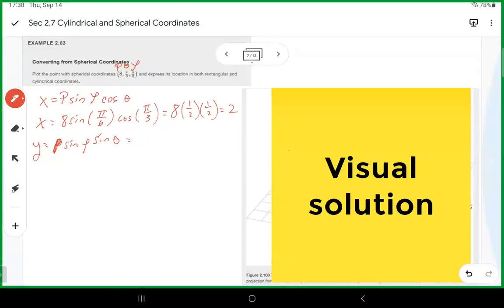Okay. All right, so then for this one, we would have 8 sine pi over 6 sine pi over 3, which would be 8 times 1/2 times the square root of 3 over 2, which would give us y equals 2 root 3.